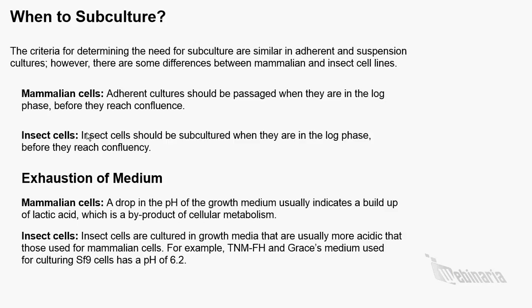Insect cells that are repeatedly passaged at densities past confluency display decreased doubling times, decreased viability, and decreased ability to attach. On the other hand, passaging insect cells in adherent culture before they reach confluency requires more mechanical force to dislodge them from the monolayer.